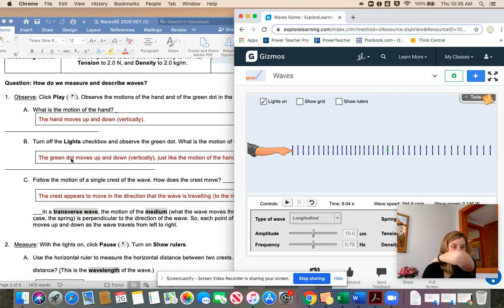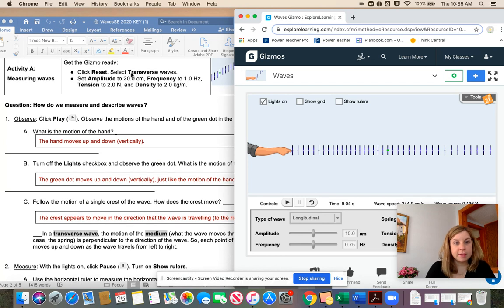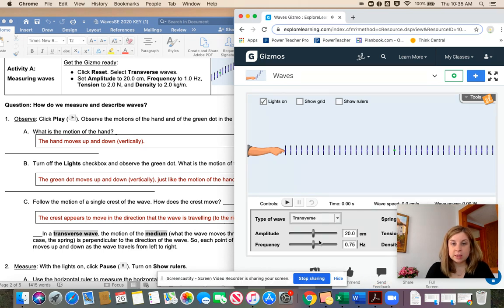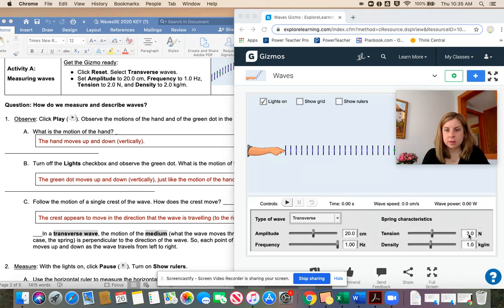So going back up here, we would need transverse, amplitude set to 20, frequency at 1, tension at 2, and density at 2. I just got to move my screen a little bit.